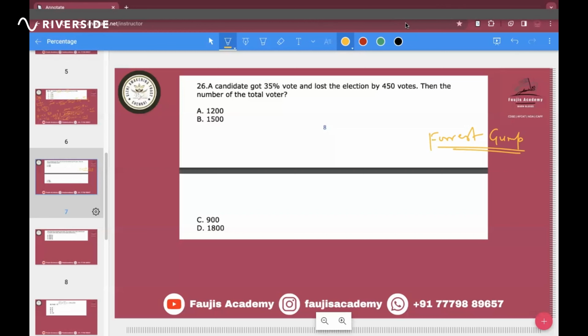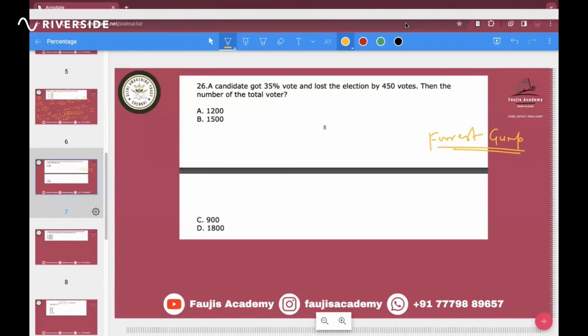Good morning, sir. Yeah, class, in English or Tamil, what is this question saying? We're not supposed to solve. Tell us. They are telling that a candidate has got 35% vote and he lost the election by 450 votes. So we are asked to find the total number of voters, sir.